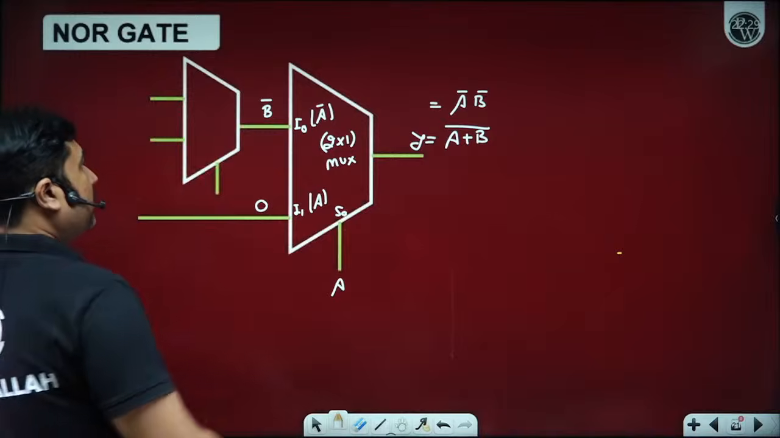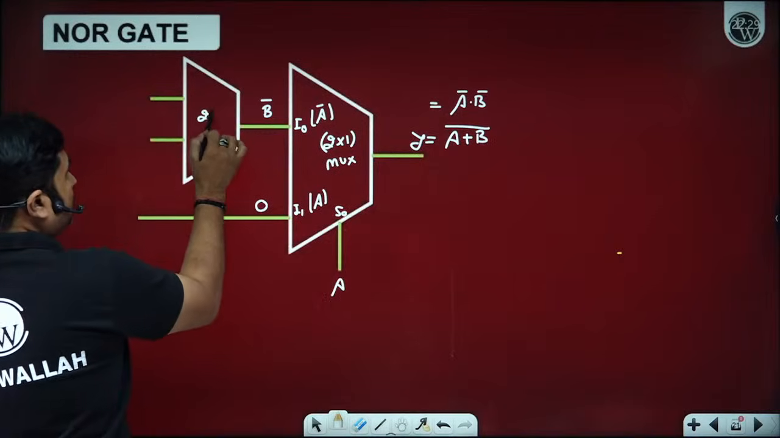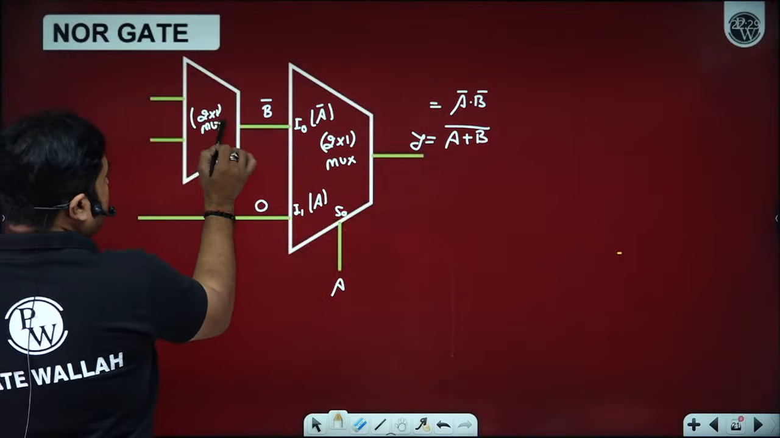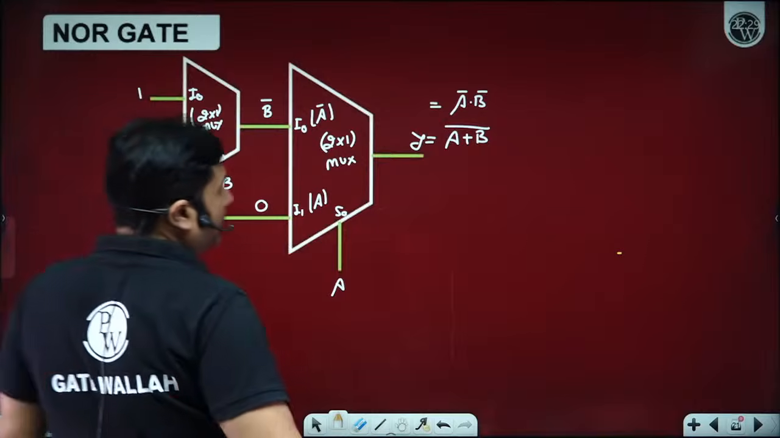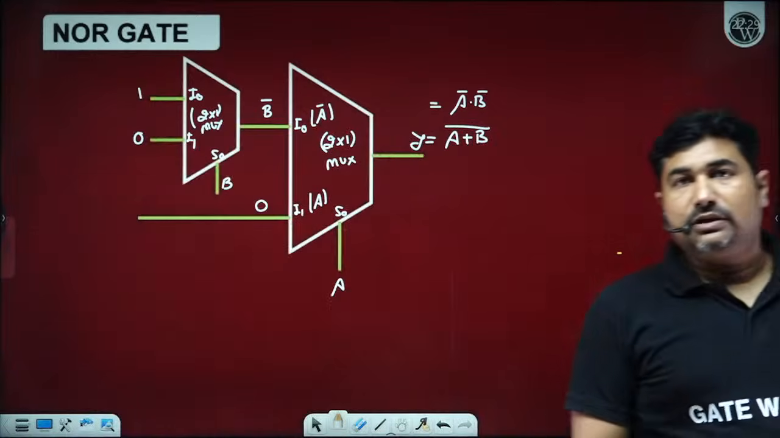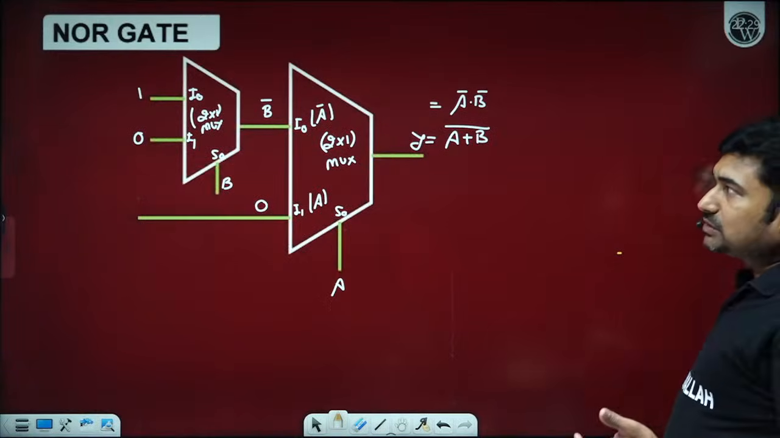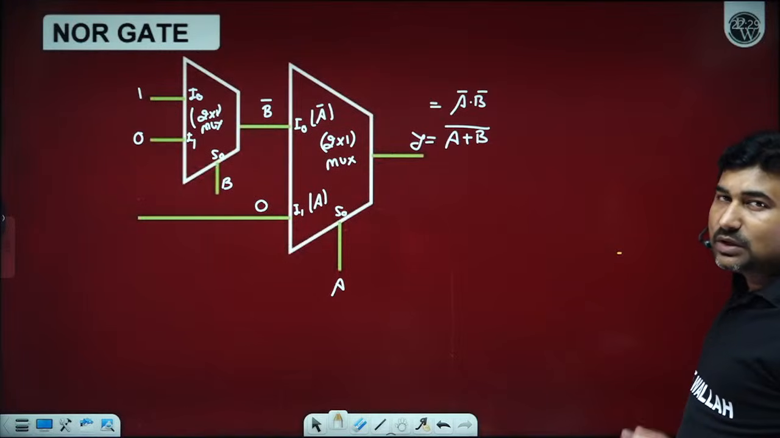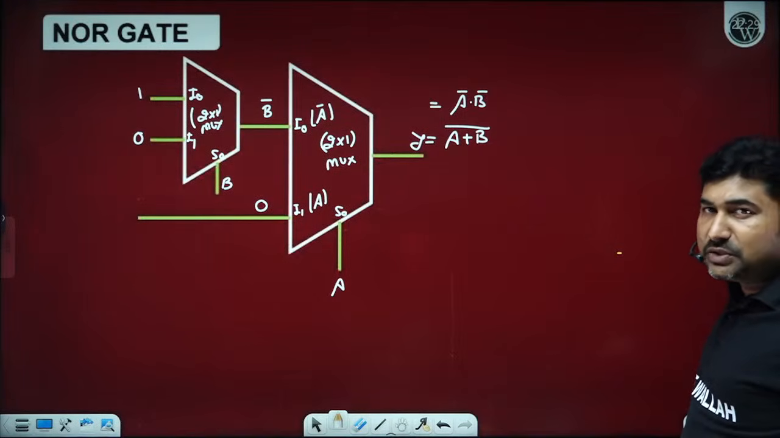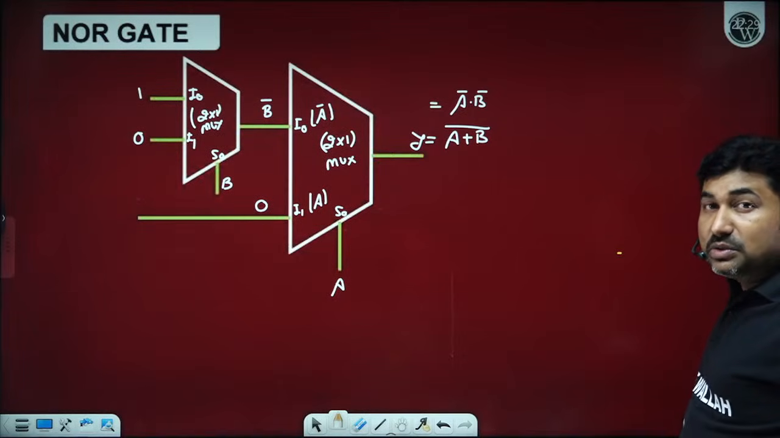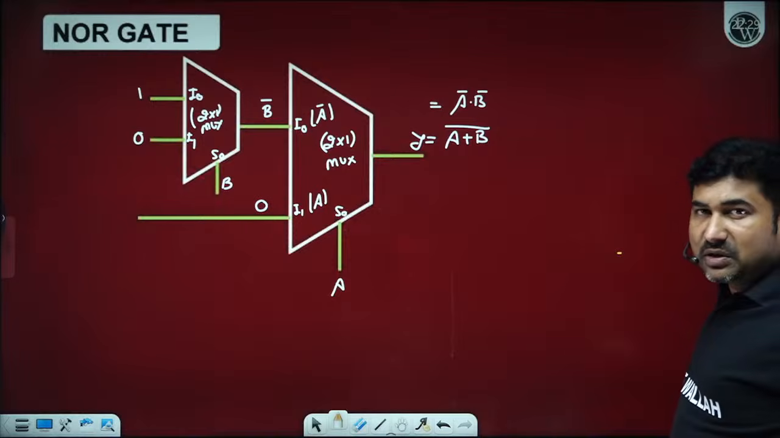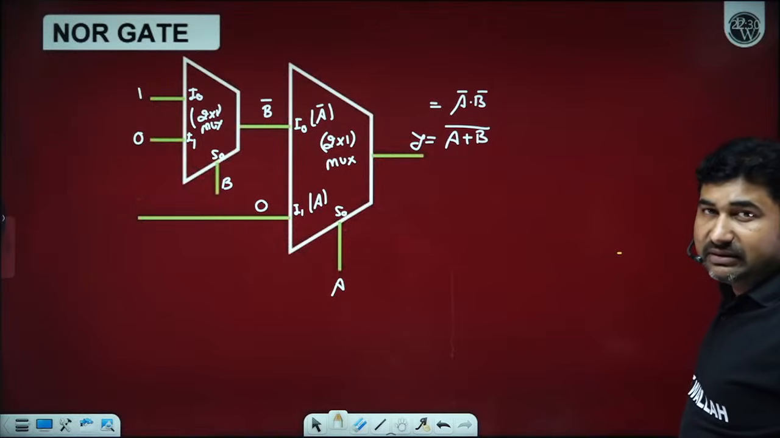So in order to get B bar, we need one more 2 cross 1 size mux. That is I0, I1 pin and B here onto the select line 1, 0. How many of you able to understand? Again, for the NOR gate also we can see a single 2 cross 1 multiplexer is not sufficient to implement the NOR gate function. We need 2 cross 1 size multiplexers to implement the NOR gate function because B bar is not available.